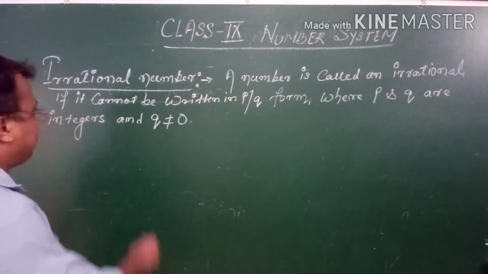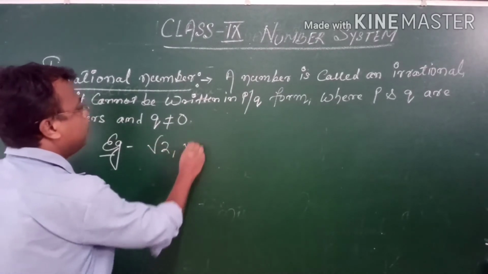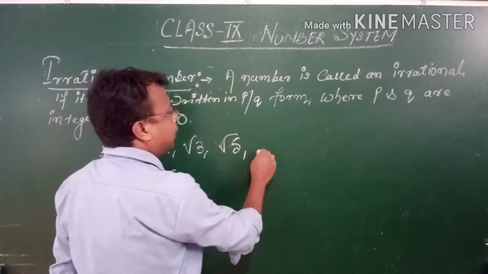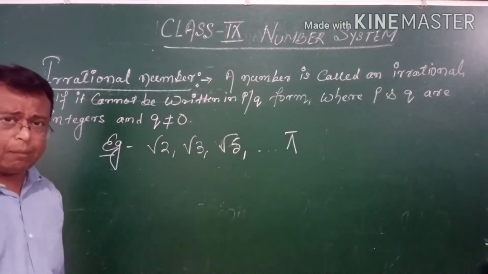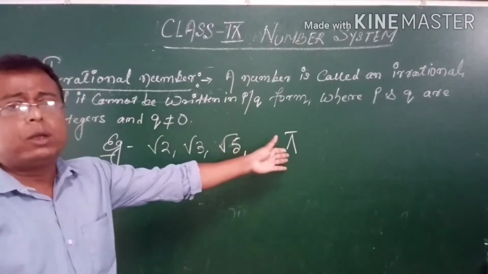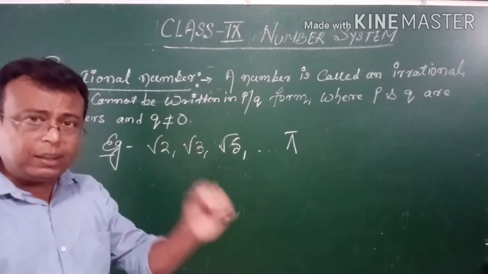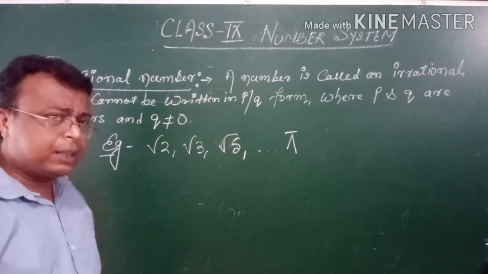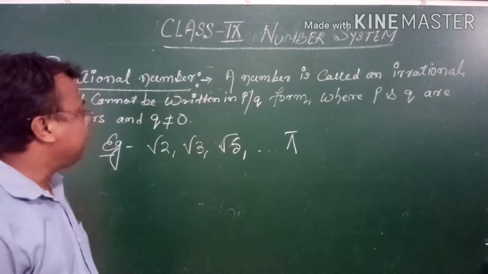Now let us take some examples of irrational numbers: root 2, root 3, root 5, pi. These are examples of irrational numbers. Pi, you know, is approximated as 22/7, but if you find the decimal expansion of this number, you will get a non-terminating, non-repeating decimal. That's why these are irrational numbers.